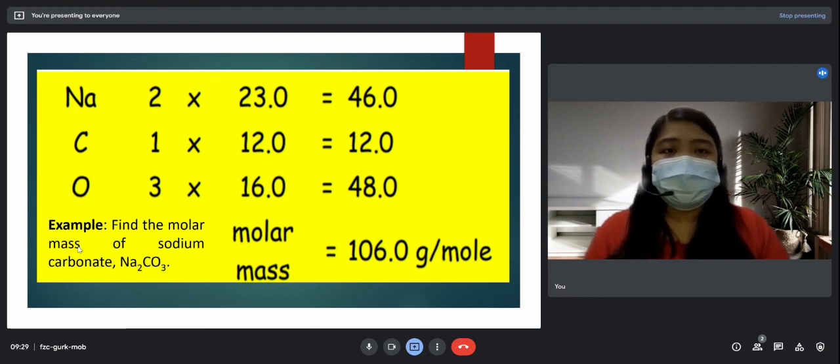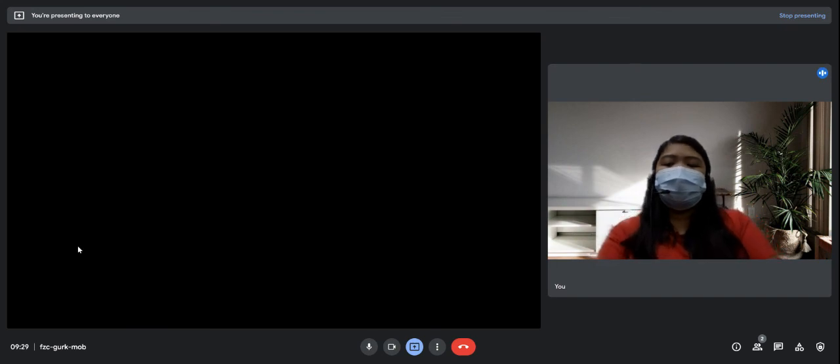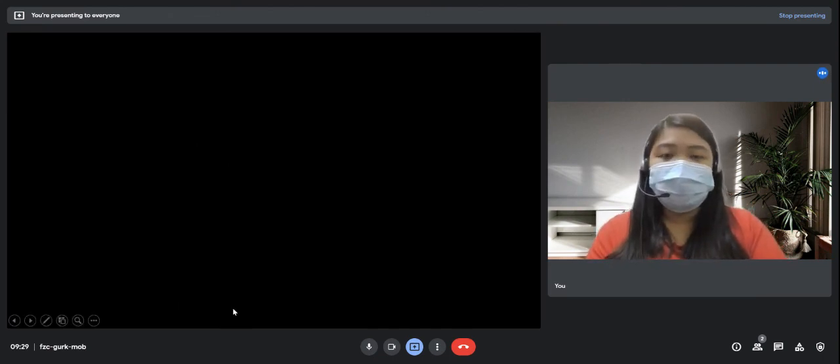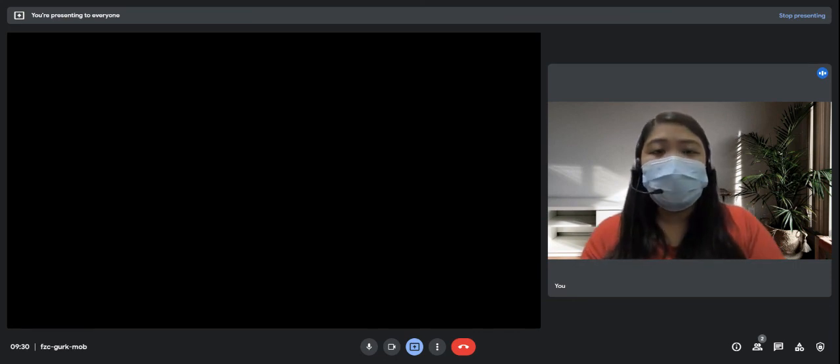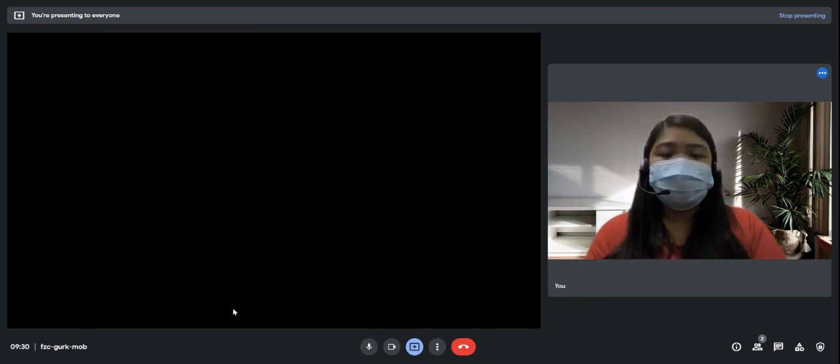For today's activity, you are assigned to answer activity number 3 or 4 in our activity sheets. Just look for the type of activity that is all about solving for the molar mass of a specific compound. You just need to solve for the molar mass of your chosen compound.